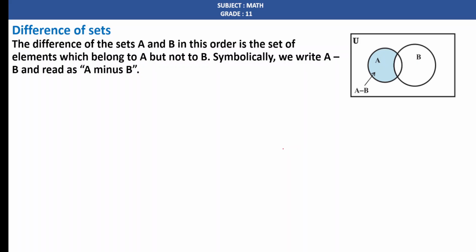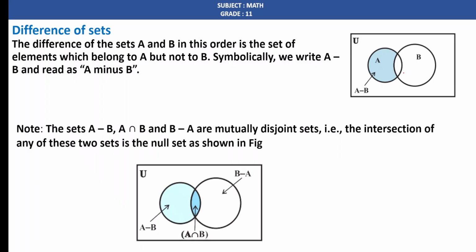Difference of sets. The difference of sets A and B, in this order, is the set of elements which belong to A but not to B. Symbolically, we write A minus B and read it as A minus B. So, it belongs to A but not to B.